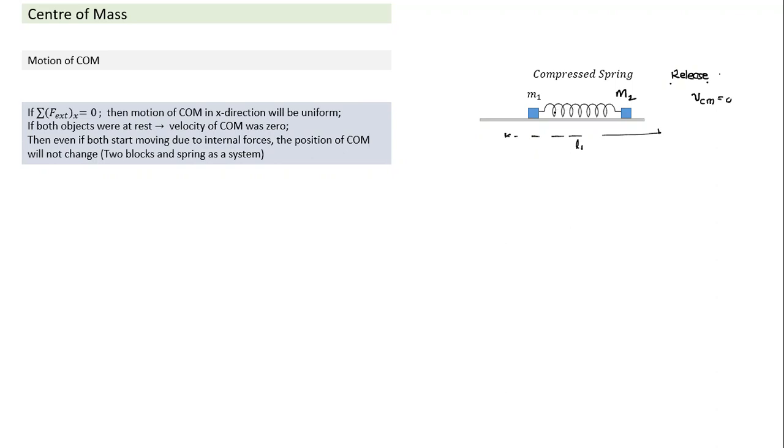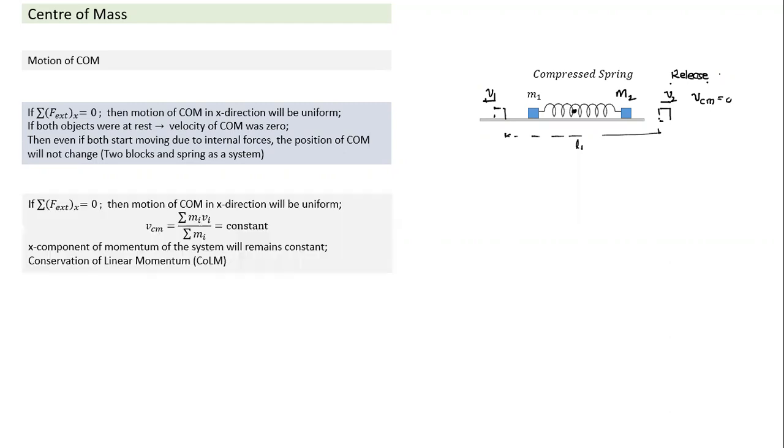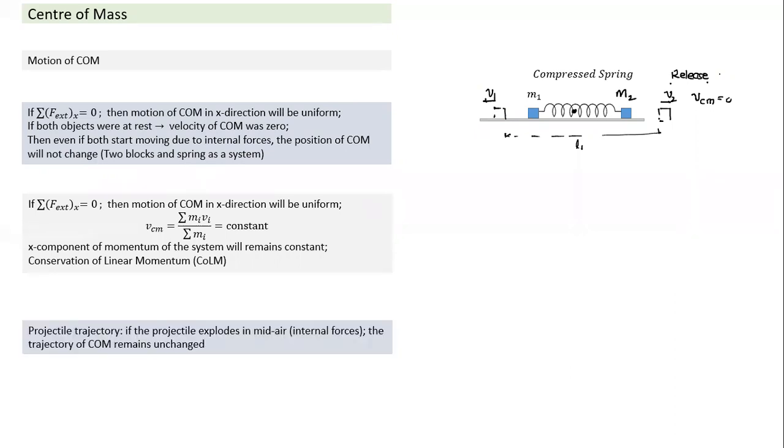When I release it, at any moment after some time, I find this has some velocity, this has some velocity. But whatever velocities V1 and V2 they acquire, VCM will remain zero. And if the initial position of center of mass was here, later on also, at any instant of time, the center of mass will remain at the same position. That's the point we are making here. So even if they start moving due to internal forces, the position of center of mass will not change. Two blocks and a spring as a system, and VCM will remain constant. That's one type of question.